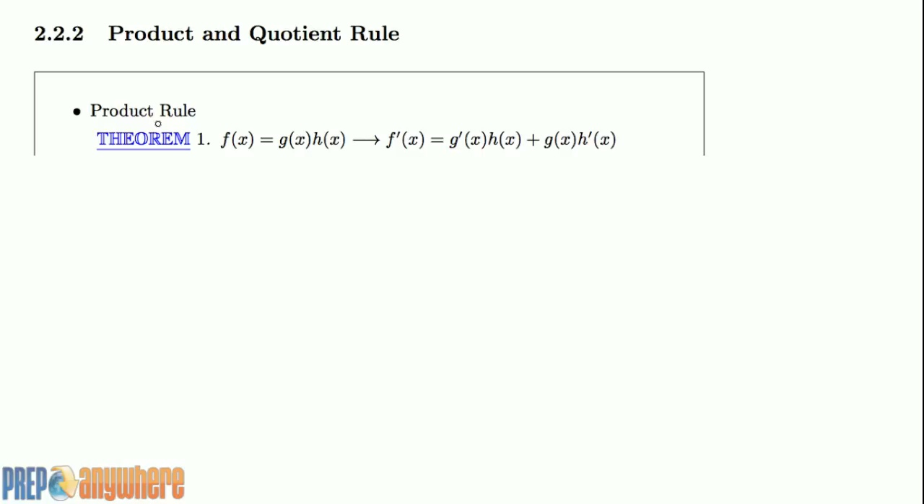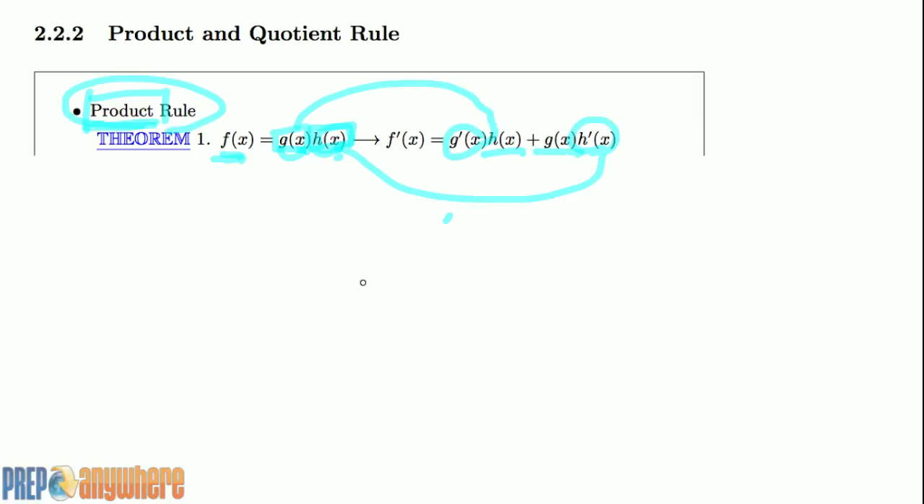The next rule is called the product rule. The name's nice: product. It's referring to multiplication of two functions. So if you have a function that you can break down into a multiplication of two other functions, g and h, the derivative goes like this. You differentiate g and you multiply by h. Don't differentiate h. Plus, you differentiate h and multiply by g. So alternate.